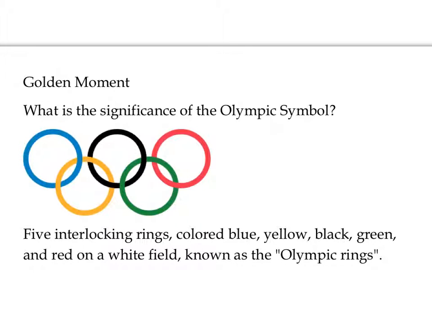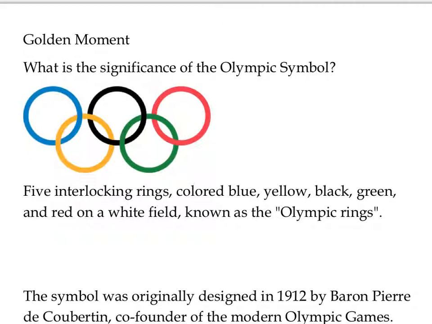A little golden moment here, the significance of the Olympic symbol. We see it here. You see it on the flag that flies at the Olympics, other different things symbolizing the Olympics, winter and summer games. It's 5 interlocking rings, those each different colored. Okay, it's known as the Olympic rings, and it's significant because it was selected for very specific reasons.